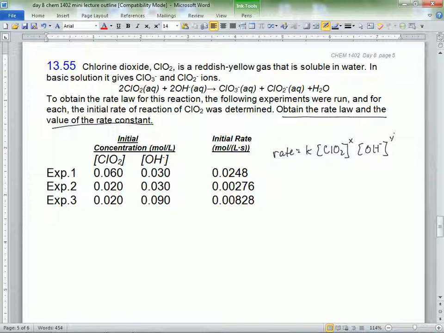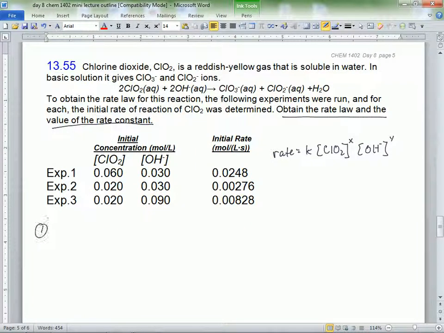Is there anything wrong with comparing 1 and 2? Because something has to be staying constant. Is there something staying constant? Yeah, hydroxide is. Let's ask a better question. What 2 experiments are you going to not want to compare because it's not going to help you? 1 and 3. Good. Because there's nothing changing, right? Don't be comparing 1 and 3. So we're going to compare 1 and 2.